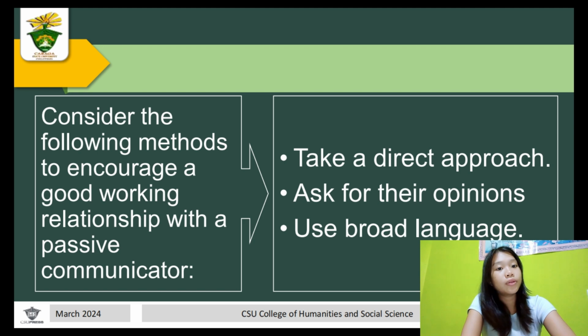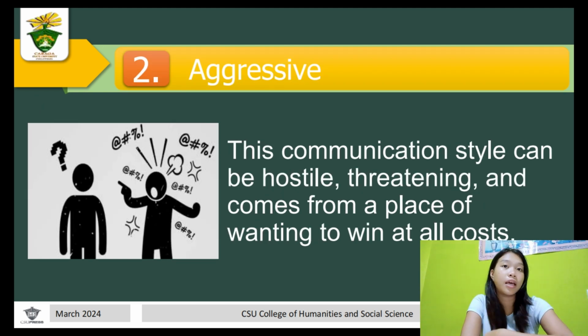Okay, now let's move on to the second basic type of communication style, which is the aggressive communication style. This communication style can be hostile, threatening, and comes from a place of wanting to win at all costs. These are opposite to passive communicators, who are very meekly obedient or people pleasers, and who like to put the needs of others above their own.